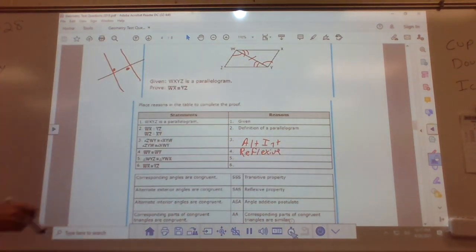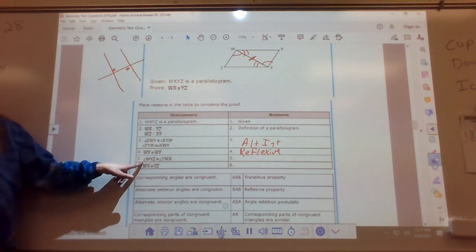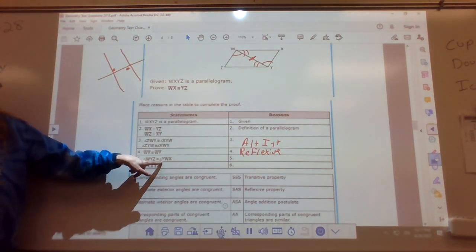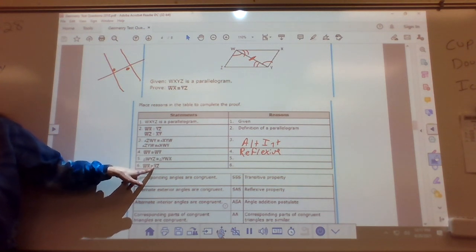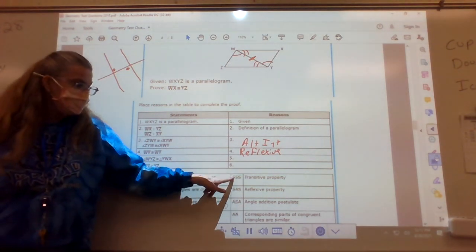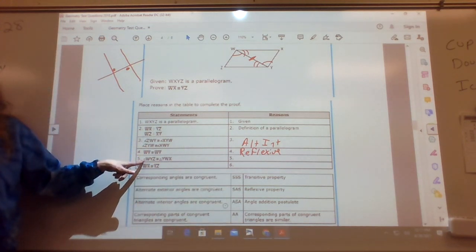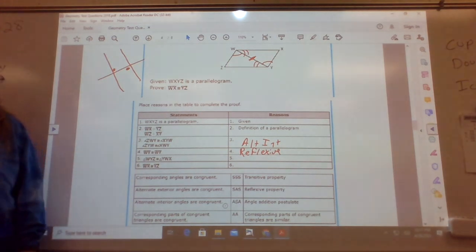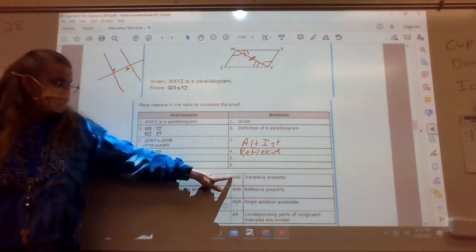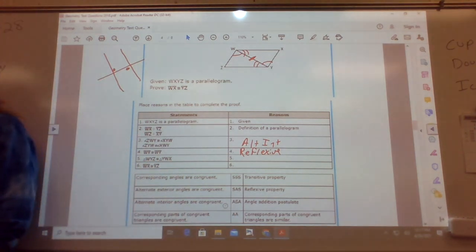So now I know that middle piece. Now they're saying triangle blah blah blah is congruent to triangle blah blah blah. So I'm using my triangle reasons. My triangle reasons are here down the middle. It says anything about triangles being congruent: side, side, side; side, angle, angle. It's one of those. So looking at my picture: side, side, side; side, angle, angle, angle.